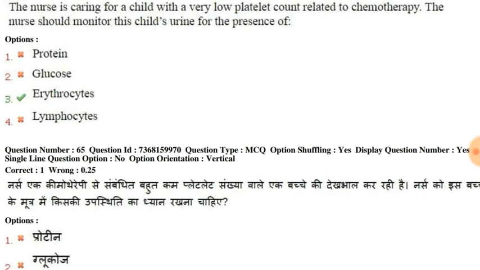Next question is, the nurse is caring for a child with a very low platelet count related to chemotherapy. The nurse should monitor this child's urine for the presence of, the answer is third one, that is erythrocyte.